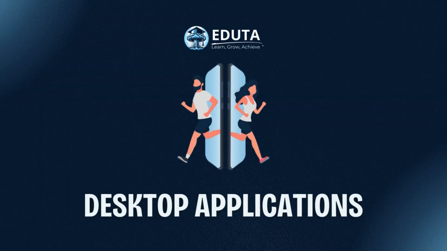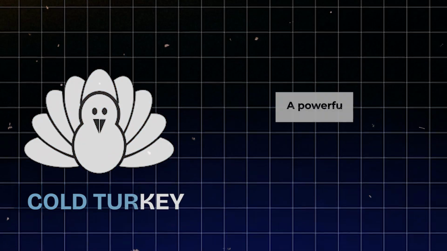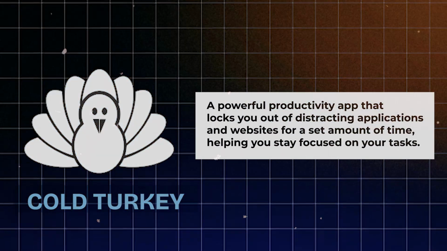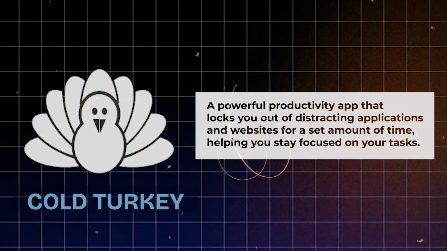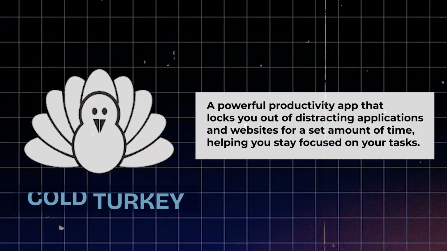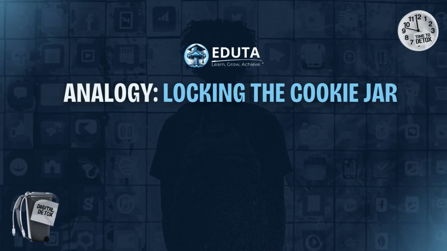Desktop applications. Cold Turkey, a powerful productivity app that locks you out of distracting applications and websites for a set amount of time, helping you stay focused on your tasks. Analogy, locking the cookie jar.